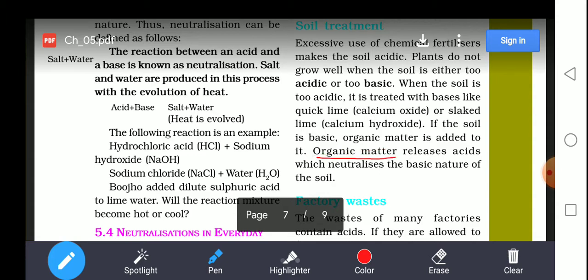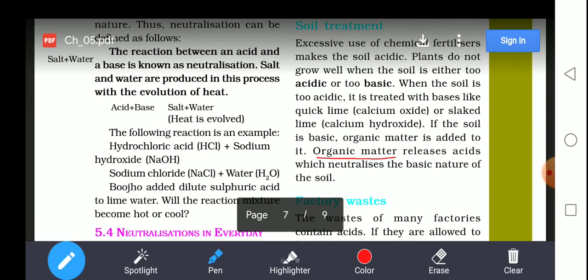Organic matter is the remains of dead plants and animals which are decomposed by certain bacteria or microorganisms and form a compost manure, a type of matter which is useful for the plants to grow. This organic matter can be added into the soil if the soil is too basic. It releases acid which neutralizes the basic nature of the soil.